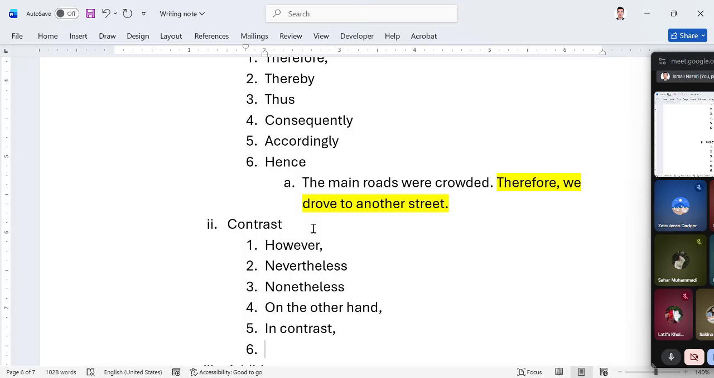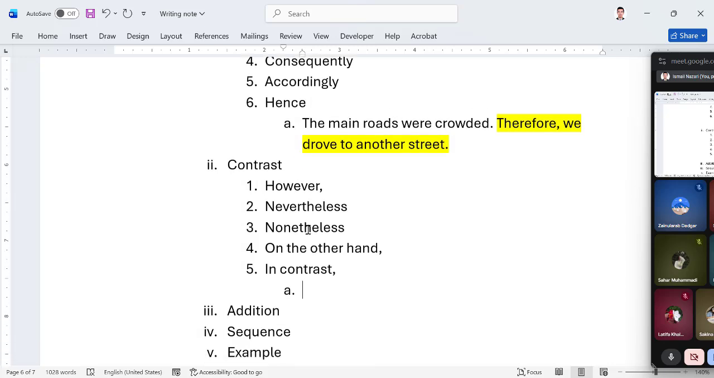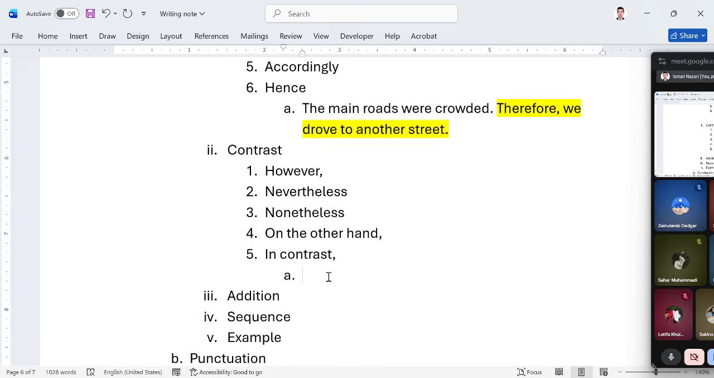Conjunctive adverbs that can express contrast: nevertheless, nonetheless, on the other hand, in contrast, however, often, conversely. So these are the words. Now, what do we mean by contrast here? Contrast simply means opposition. Two ideas are opposite of one another.